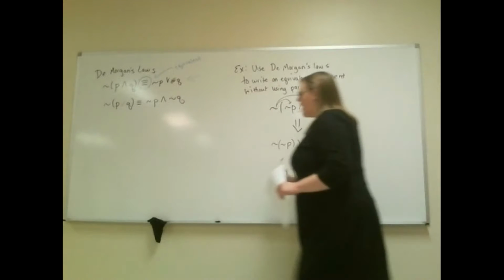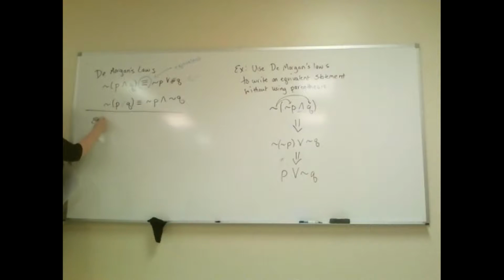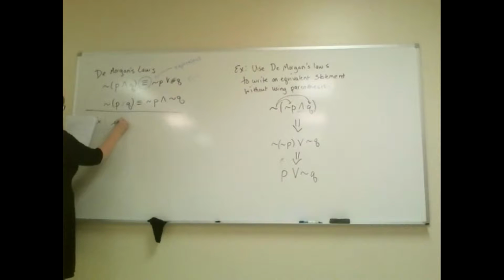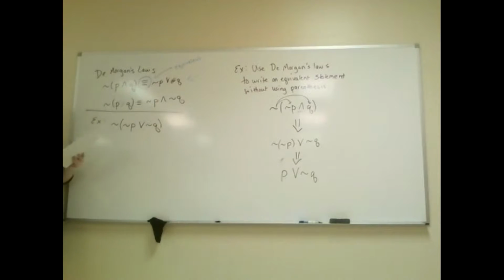All right, I'm going to write example number 2 over here underneath our rules. The instructions are the same. We want to use De Morgan's laws in order to remove the parentheses, but this time the statement we want to do it with is not P or not Q.